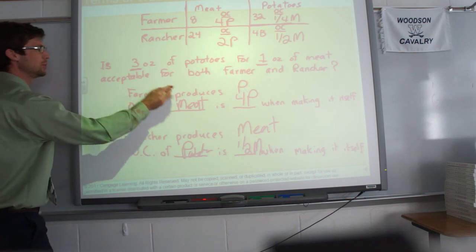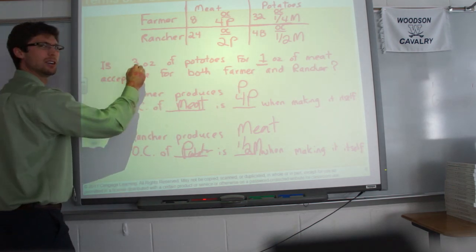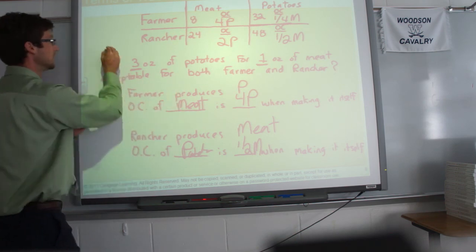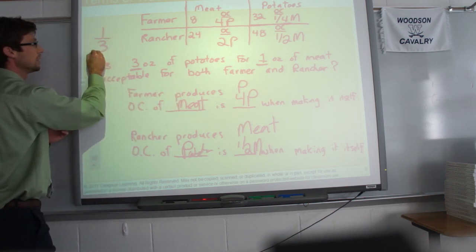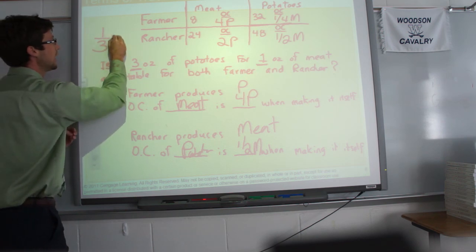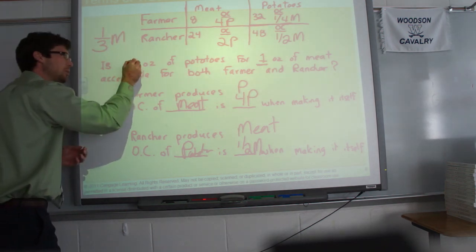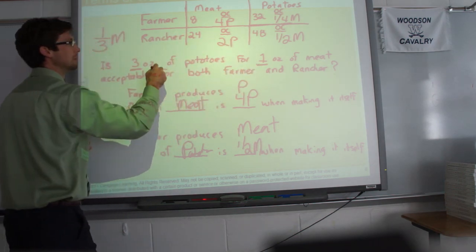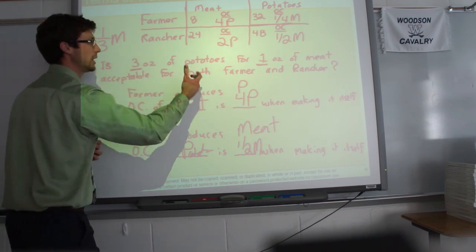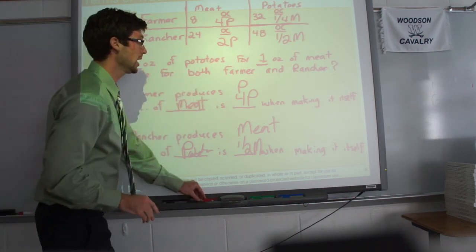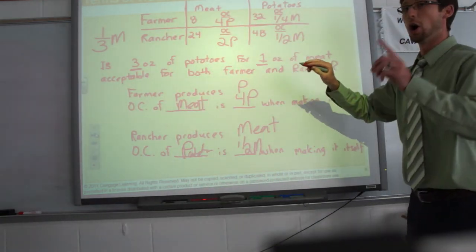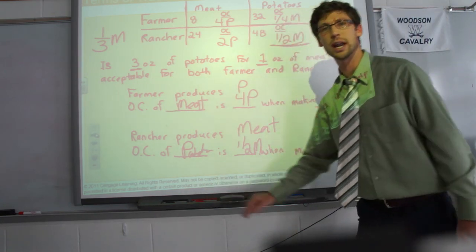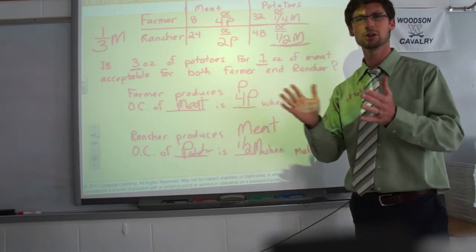So, what's the opportunity cost of a single ounce of potatoes in this trade agreement? The way we figure this out is we just take the 1 over 3. It is 1/3 an ounce of meat. Because I'm getting 3 potatoes for 1 ounce of meat, so a single potato is costing me 1/3 an ounce of meat. And all I need to do is make sure that 1/3 an ounce of meat is less than me doing it myself, 1/2 an ounce of meat. 1/3 is smaller than 1/2. This is an acceptable term of trade.